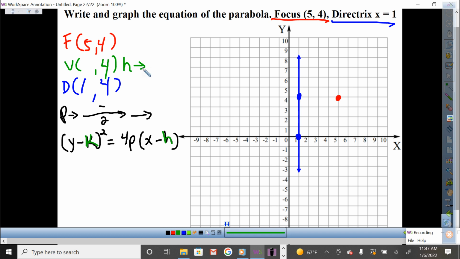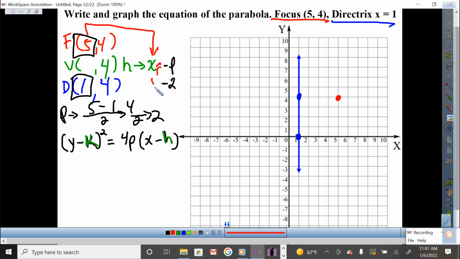Now think about this. The other one we did k, and we took the y value of the focus. This one to find h, what are we going to take? The x value of the focus. And subtract p. So to find p, I'm going to take 5 and 1. So 5 minus 1 is 4, divided by 2 is 2. That goes here. Minus the x value of the focus, which is 5. H is 3.